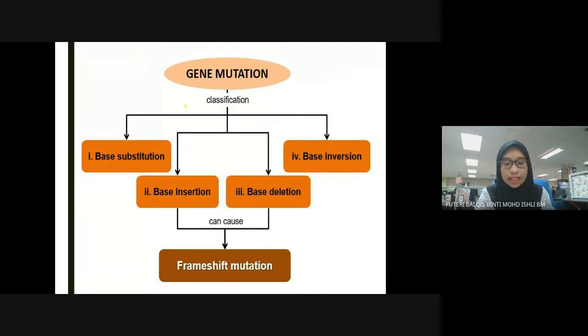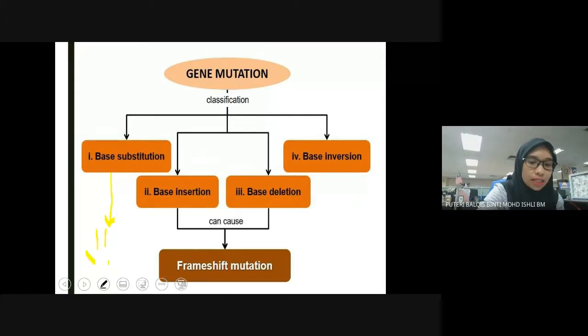Okay. In this 4 classification of gene mutation, base substitution ni ada dia punya genetic disease yang awak kena tahu. Ini awak kena tahu kat sini. In base substitution, apa genetic disease dia? Base insertion, base deletion, base inversion tak ada dalam syllabus. Ada ke? Ada satu kat sini. Frame shift, ada satu. Thalassemia. Okay, base inversion tak ada.